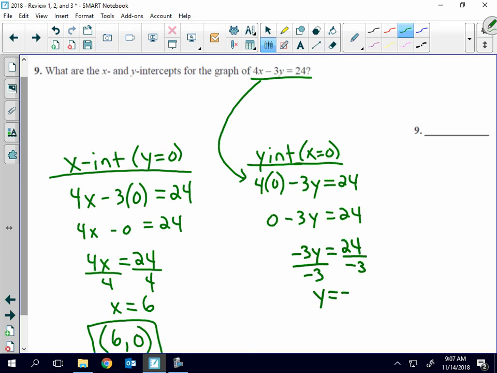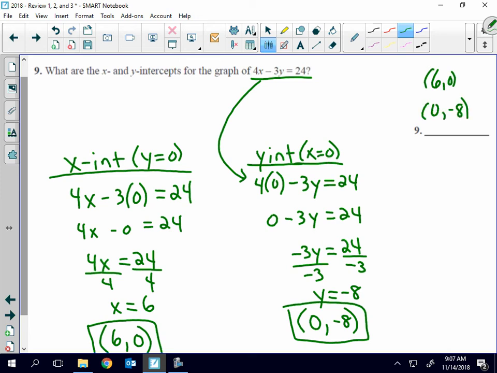And this will be a negative 8, and that is the ordered pair. X comes first, so x was 0, y is a negative 8. I'm going to go ahead and put those on my line for my two answers, (6, 0) and (0, -8). Don't forget your parentheses.